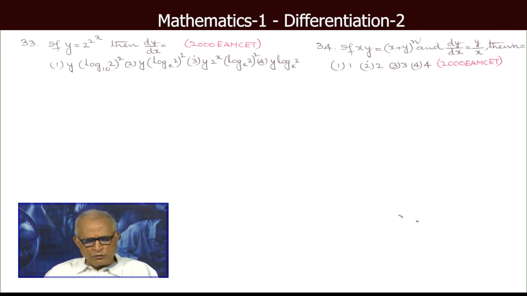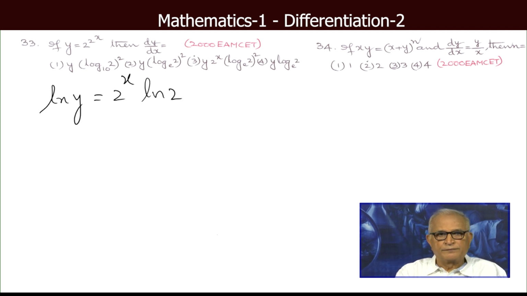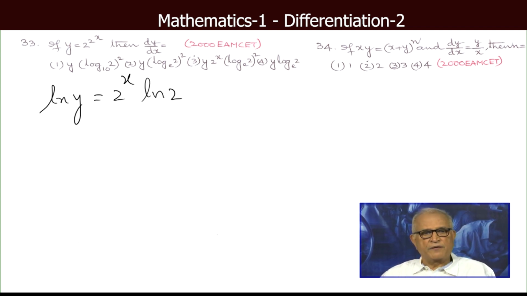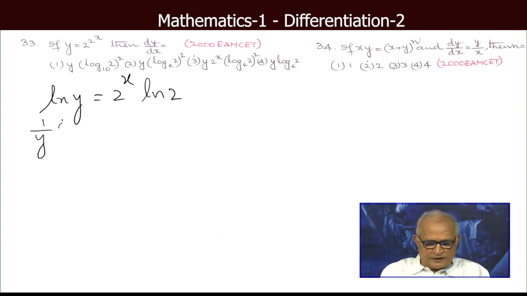y is equal to 2 power x, then what is dy dx? Exponential function 2 power x. Base a is 2, exponent is 2 power x. Take logarithms, log y equal to 2 power x ln 2. Now differentiate both sides with respect to x. 1 by y dy dx, that is the derivative of ln y.